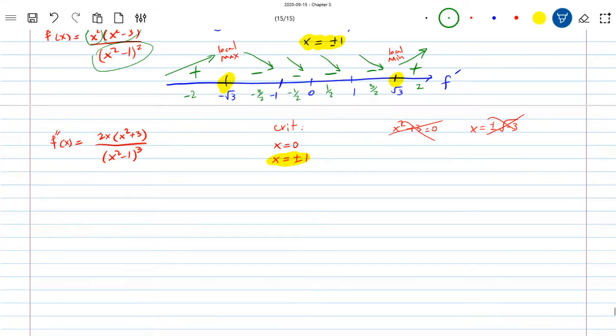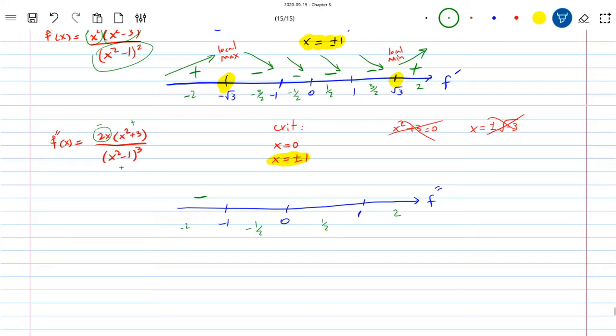Draw the number line. Here's the number line for the second derivative, and the points are negative 1, 0, 1. For test points, I'll pick -2, -1/2, 1/2, and 2. Replace -2 into the second derivative: you get a negative number multiplied by a positive number, divided by a positive number, so you get a negative number.